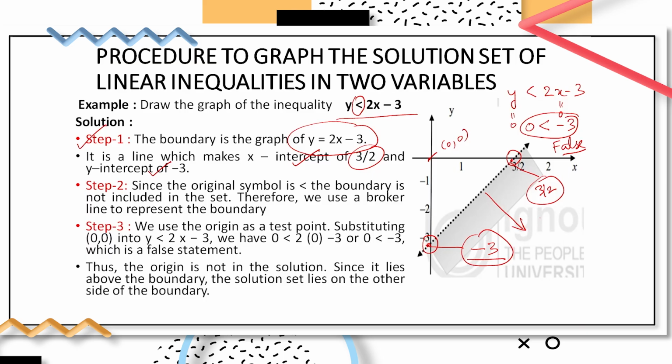We can also substitute the point 1 1 over here. You can see from the graph also that the point 1 1 is also not satisfying, as it is lying on the same side as the origin. Substituting 1 and 1 into the inequality y less than 2x minus 3, y is equal to 1 and x is equal to 1, you will see that 1 is less than 2 minus 3, that is 1 is less than minus 1, which is again a false statement. So 1 1 is also not satisfying the inequality. So that means the solution set is lying on the opposite side. So this is how we are supposed to graph the solution set of a linear inequality.